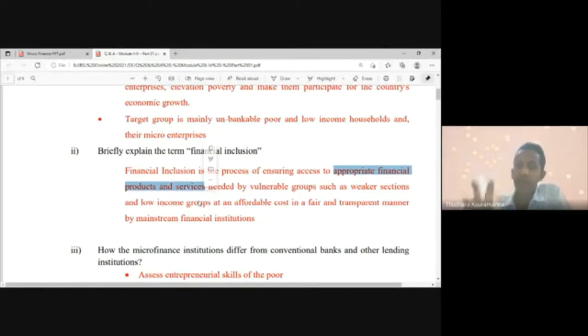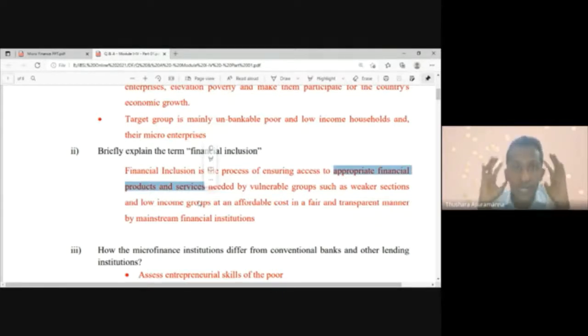Affordable cost in a fair and transparent manner. The cost should be affordable and transparent. How are we going to do it? Affordability and transparency is what you need to maintain. That is the how. Then by whom? Mainstream financial institutions. That is not only financial institutions, but both financial and non-financial organizations. So those are the 4 things: what, to whom, how, and by whom.